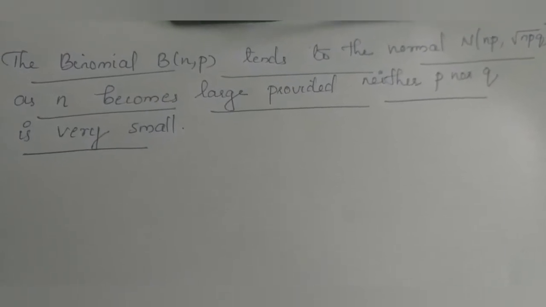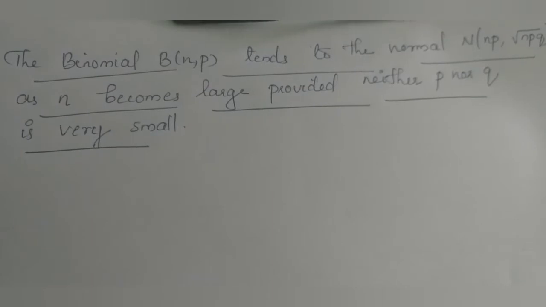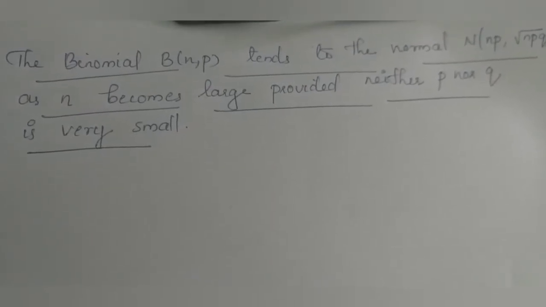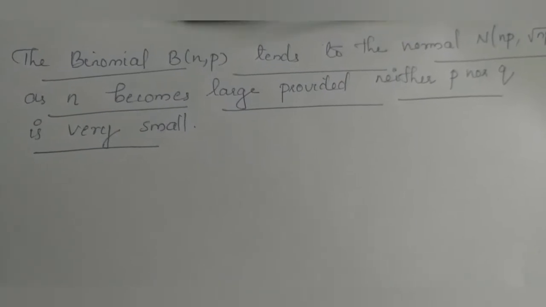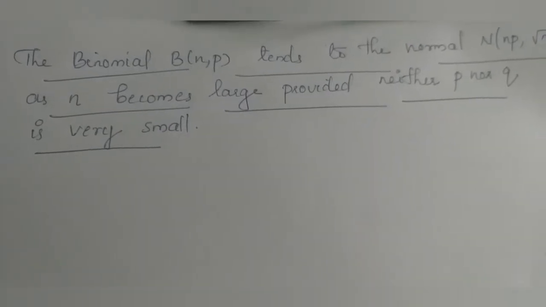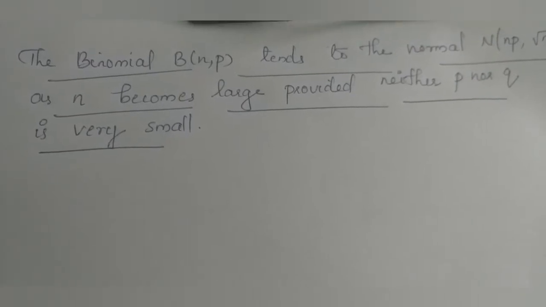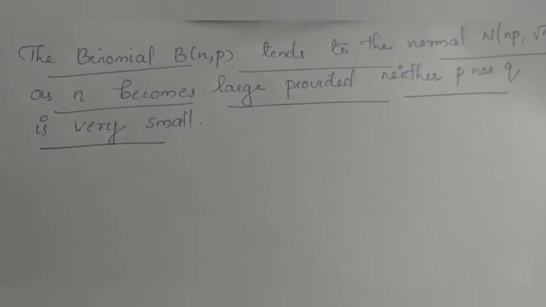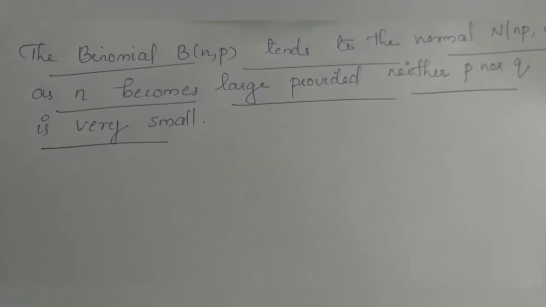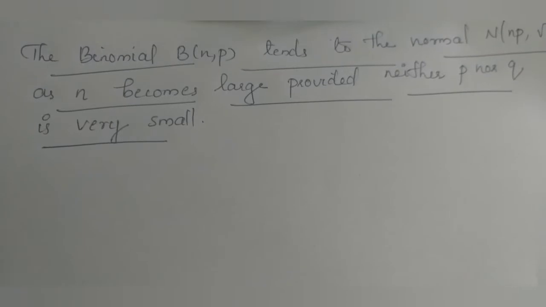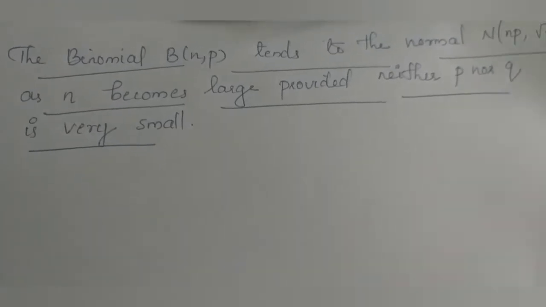We know that the binomial distribution has mean np and variance npq, so the standard deviation is root of npq. In order to prove this result, note that binomial is a discrete distribution and normal is a continuous distribution, but as n tends to infinity, and the next condition is neither p nor q is very small, then binomial tends to normal.